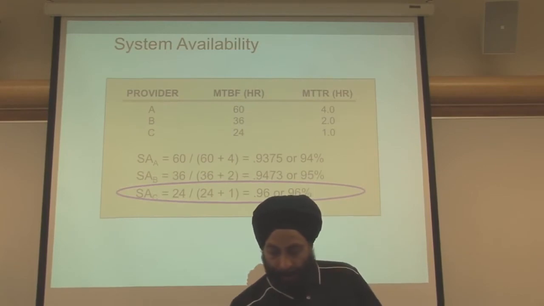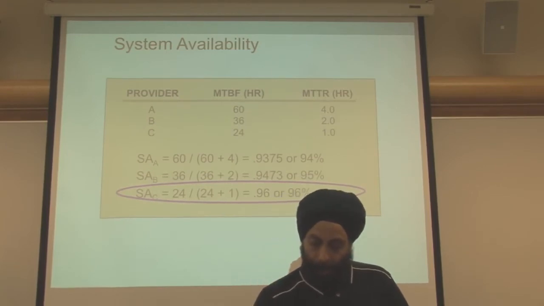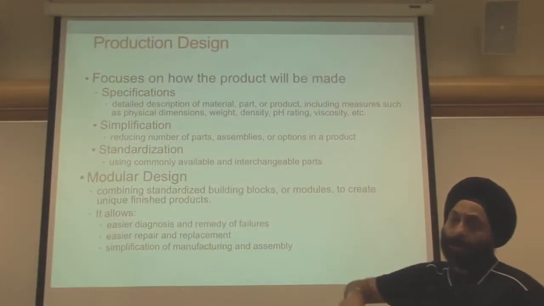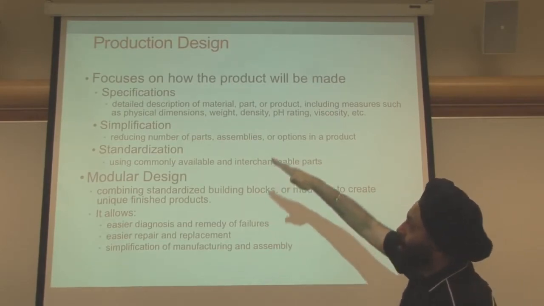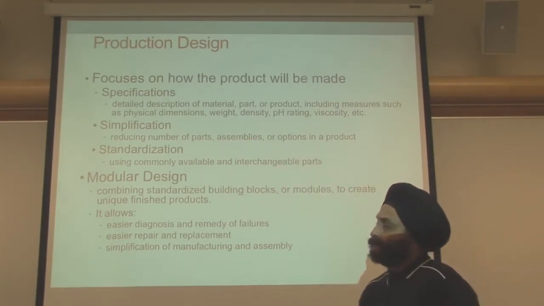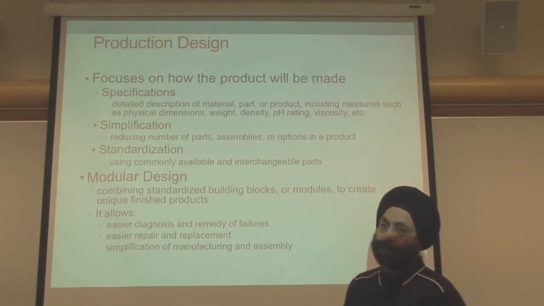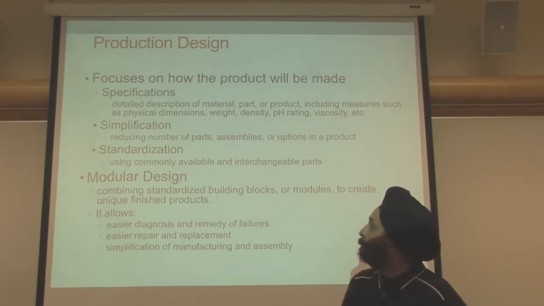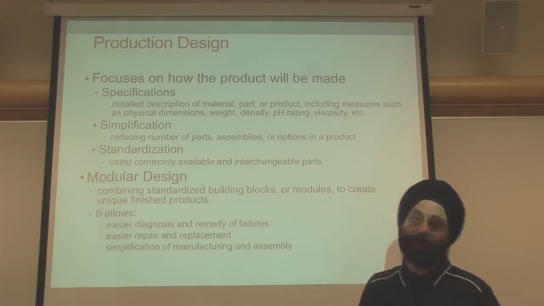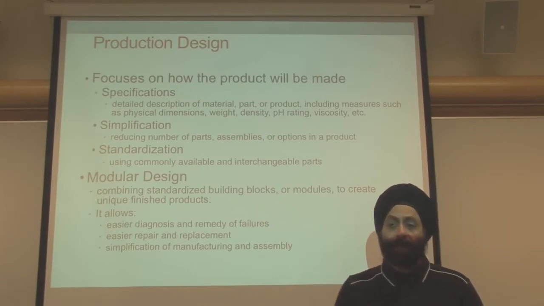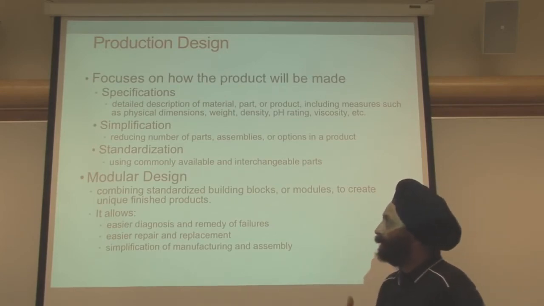Now, in terms of production design, you're looking to focus on how the product will be made. And so now we're getting into the actual production of the product. So in here, there are 3 different areas. Specifications are important. Specifications are a detailed description of the material, parts, products that are going to be produced, with specific measures for physical dimension, weight, density, pH rating, viscosity, all the physical attributes of the product that are going to be used.